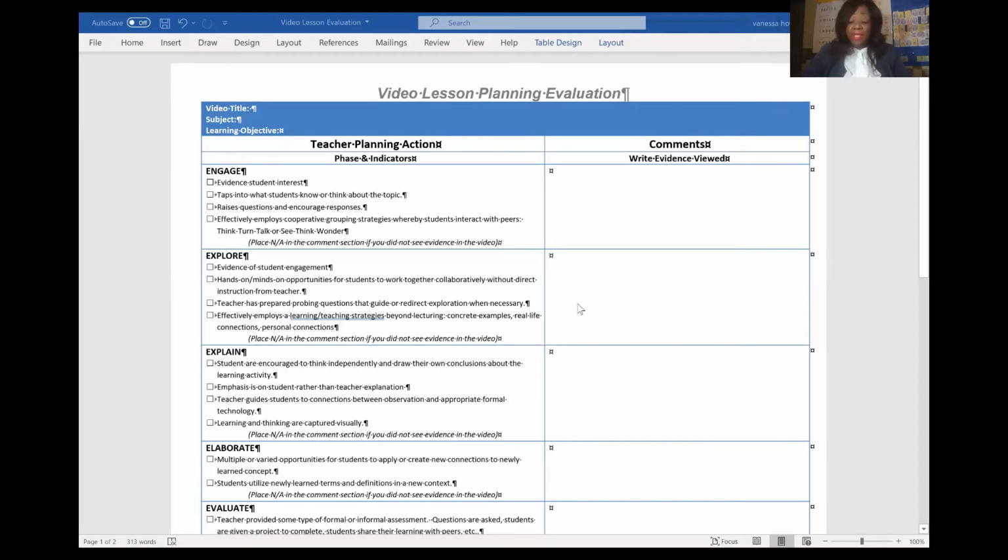So now I'm going to look at the evaluation tool. And this is it. And I'm going to put my glasses on to help me because I can't see. Okay, so the first question is, is there evidence of student interest? And because I taught the lesson, yes, there was evidence. So I can check that box.